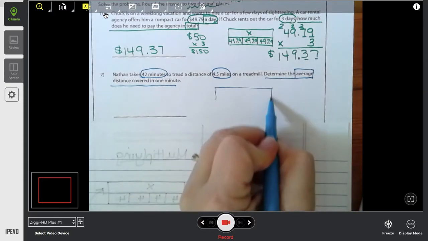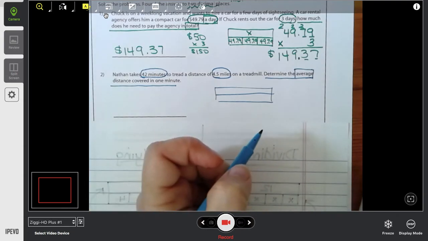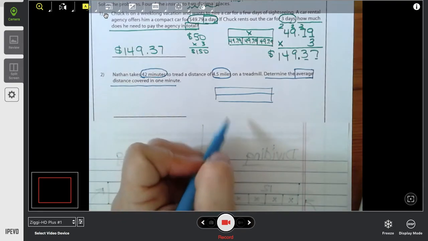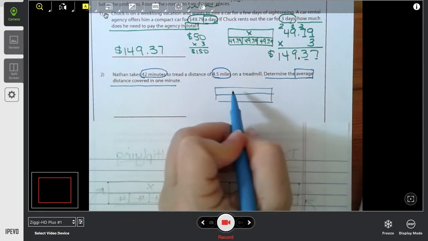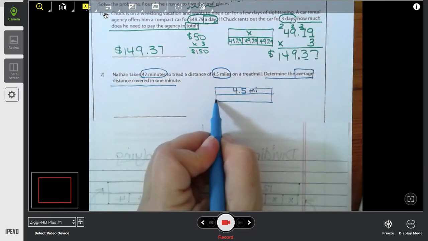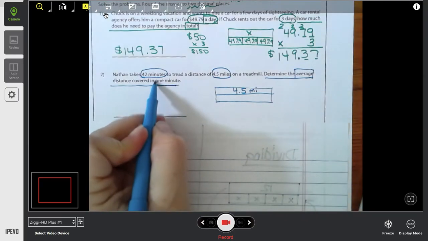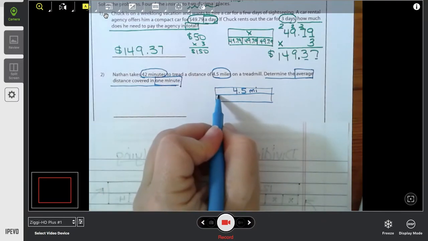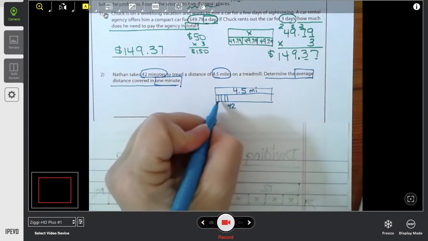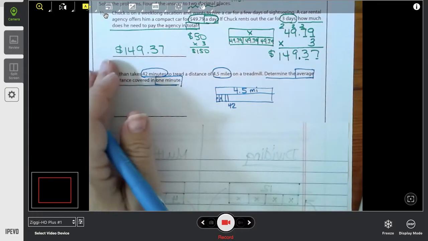So let's see what that looks like. Do I know the total time that he traveled? Well, here I'm finding the average distance he goes in 1 minute, so it's got to be the distance. So if I have 4.5 miles as the distance, I know the total. How many parts are going to make up that 4.5? Since I want to know what is done in 1 minute, I have to break this up into 42 parts, and I'm not going to draw all that, but each part is going to be the same. So I know the total, I'm missing the parts, we need to divide to solve that.